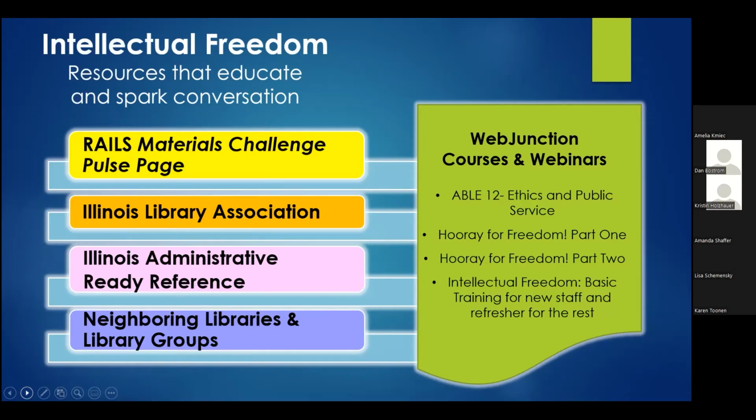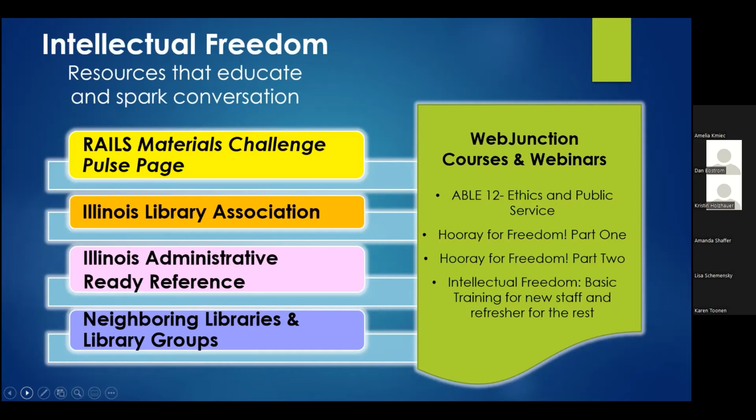The Illinois State Library and the Illinois Library Association's websites are also helpful. They provide advocacy information as well as some samples of policies that you can review. If you have access to OCLC's WebJunction, there are some helpful webinars there, and I have listed some of their titles here. These were actually webinars that my staff and board viewed from WebJunction.